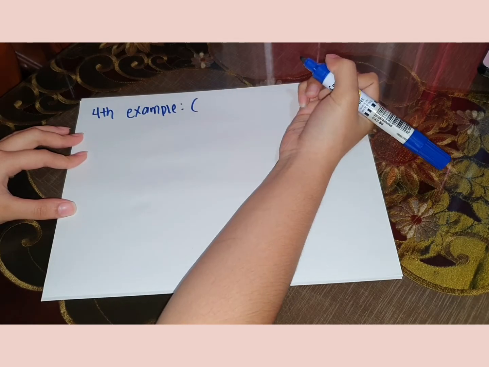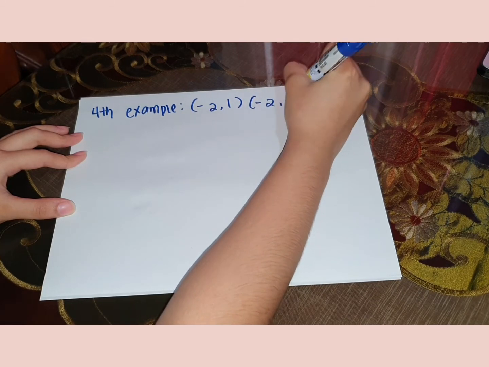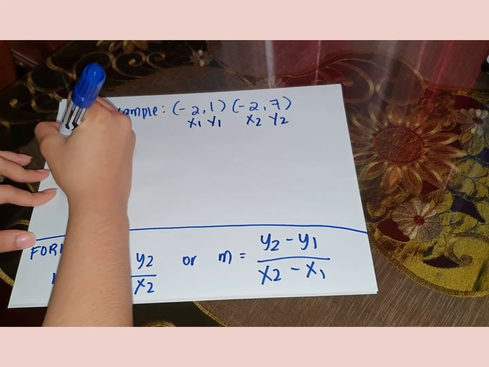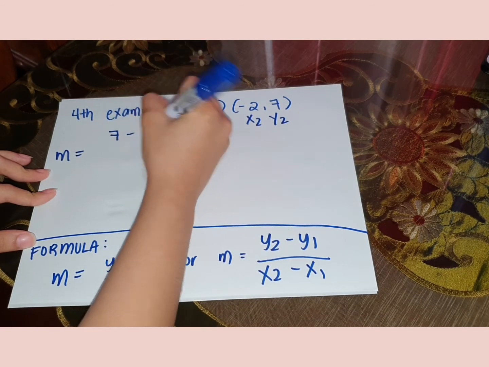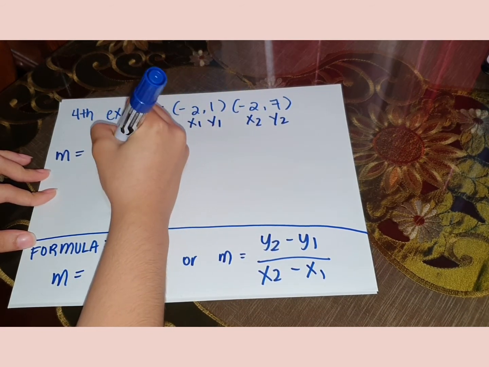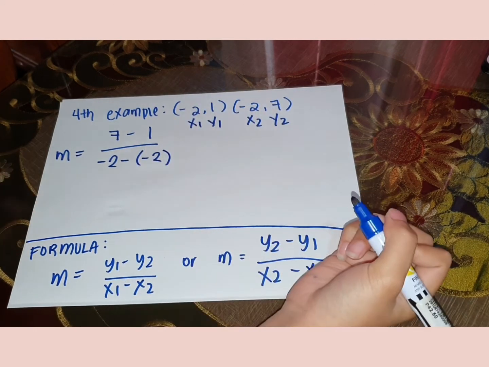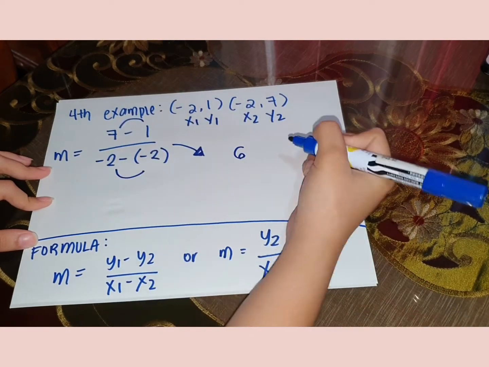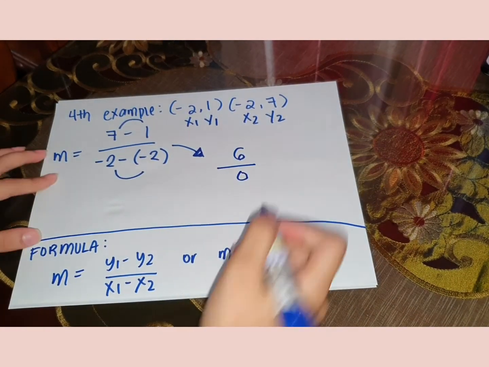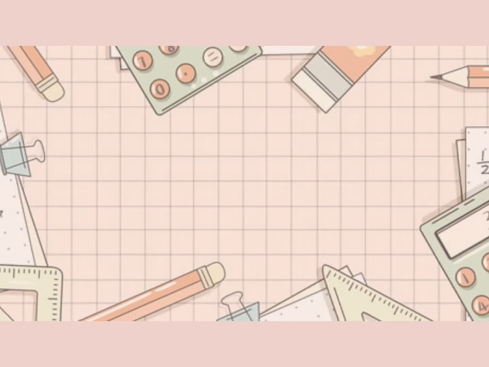The fourth example is (negative 2, 1) and (negative 2, 7). Use the step-by-step procedure, which is identify and arrange. m equals 7 minus 1 over negative 2 minus negative 2. Solve the equation. 7 minus 1 is 6. Negative 2 minus negative 2 is 0. 6 over 0 is considered undefined, and the line is vertical.